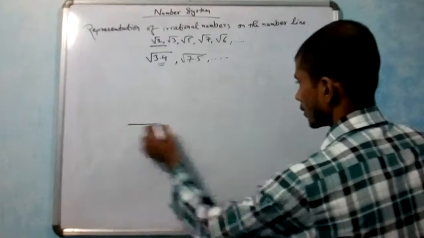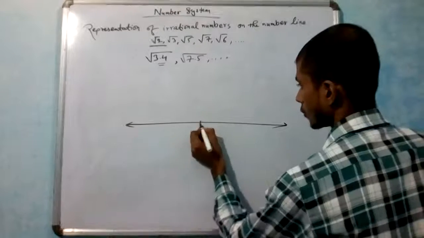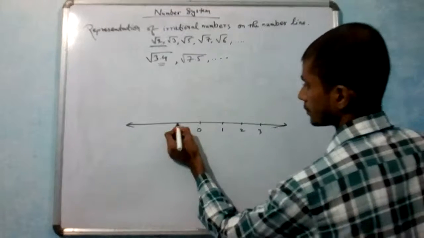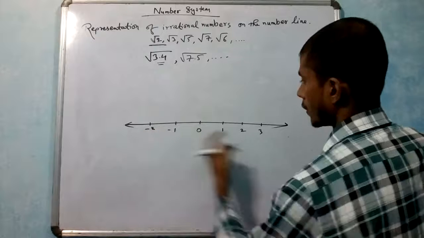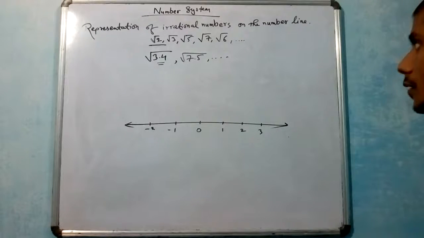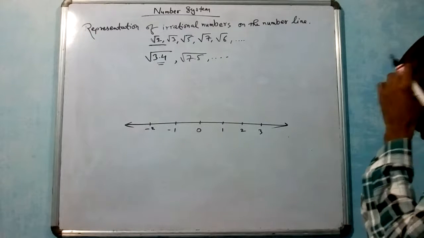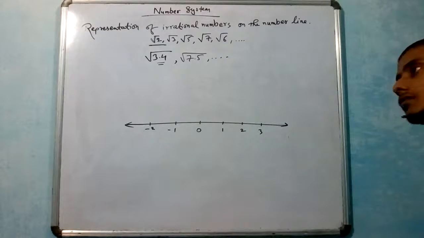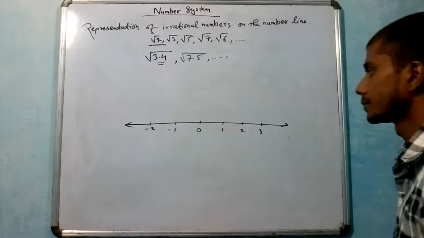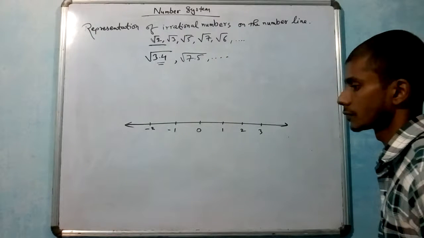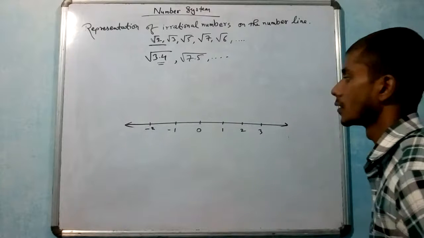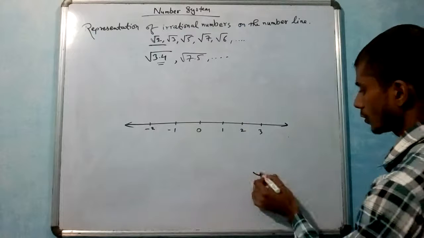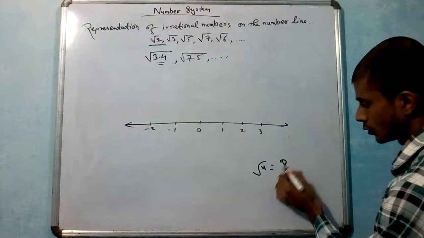And root 4 on the number line is clear. How much? 0, 1, 2, 3. Where is root 4? So why late? I don't understand. They're thinking a lot. Root 4, hey, why think about it so much?